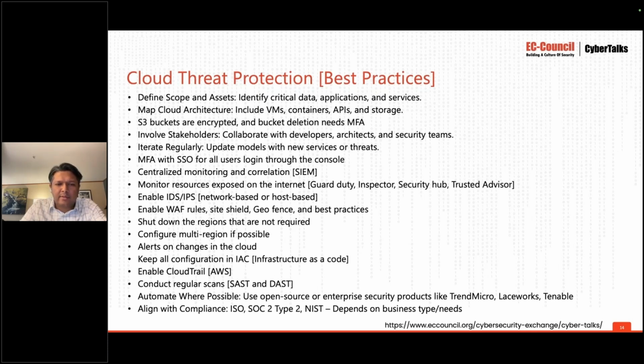Automate where possible. Use open source or enterprise products like Lacework and Trend Micro. They give you visibility on what's going on in your cloud. Like if someone is deleting an S3 bucket, you don't have to write an alert for that. Lacework has that written and integrated. It will give you the alert, like someone just recently deleted a bucket, and it will give you an ARN to go look at that.